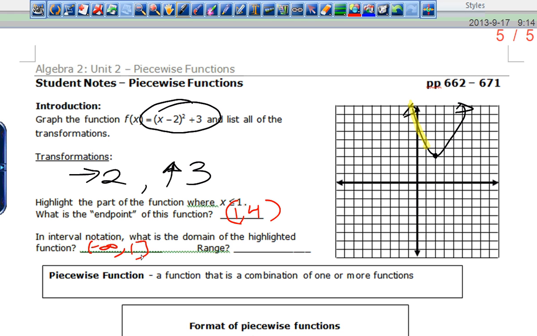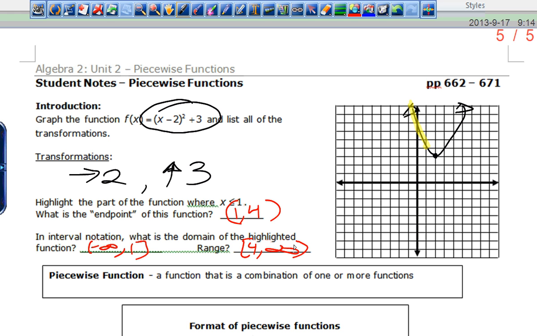We're pretending that the black part on my screen is not there anymore. We're just there. What about the range? The lowest to the highest. Okay, hold on. What's the y value? The lowest y value? 4, right? And the highest value is infinity, so 4 to infinity.